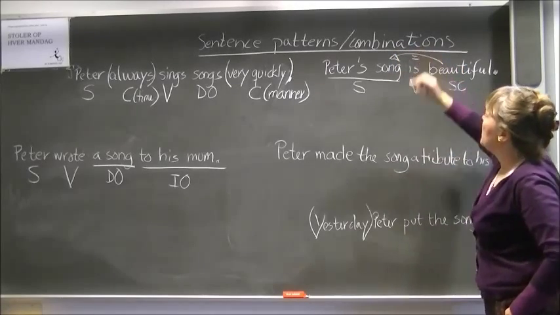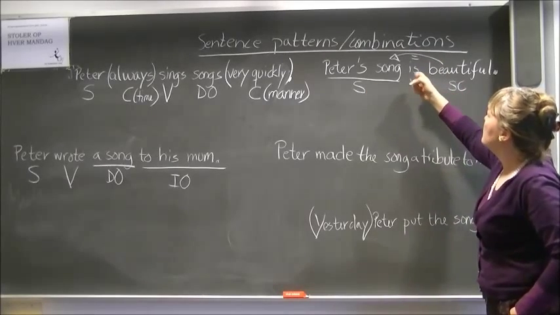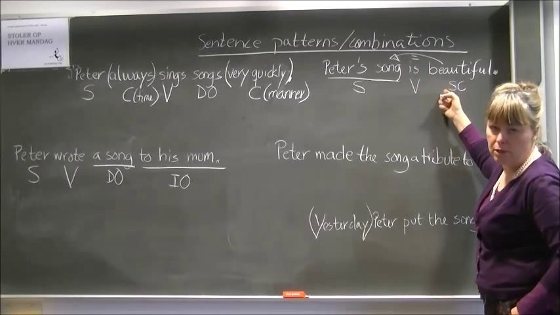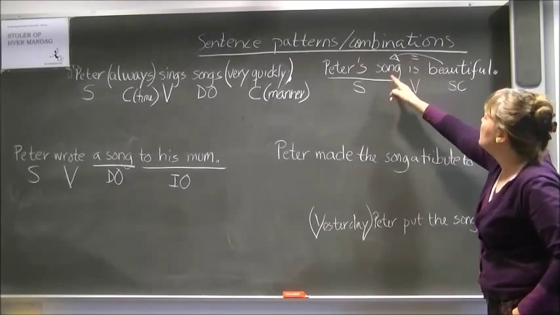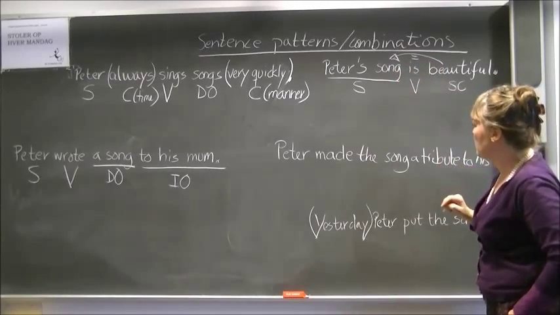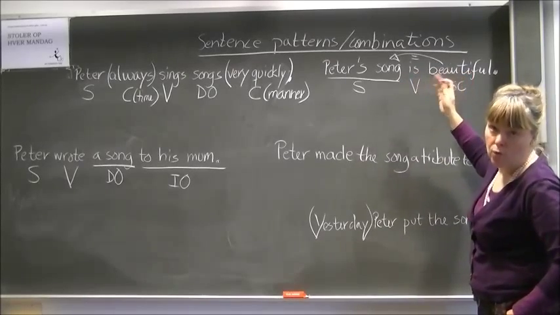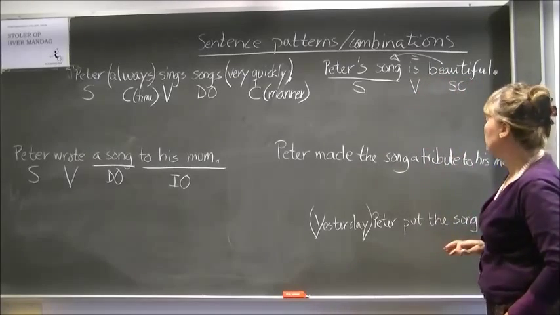You could put an equation between the two roles here, and to be can never take a direct object. It can only take subject complements or circumstantials. So this describes Peter's song in this case. It could also be Peter's song sounds beautiful. Peter's song feels beautiful, but it would still be the subject complement.